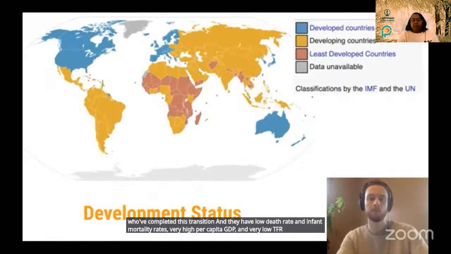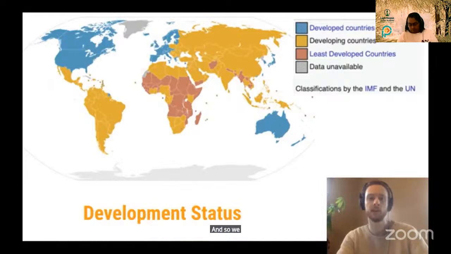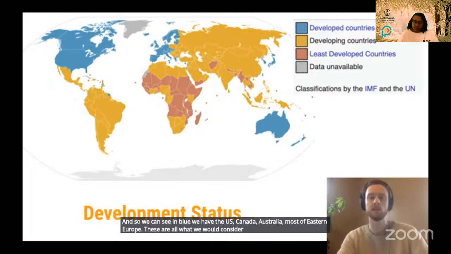This map of the world here can help us get a better sense for the development status of different countries. And so we can see in blue, we have the US, Canada, Australia, most of Eastern Europe. These are all what we would consider developed nations. So they've completed the transition from agrarian society to industrialized society.